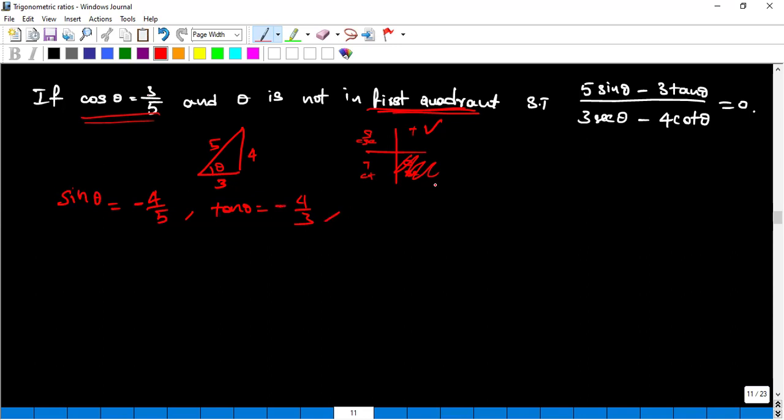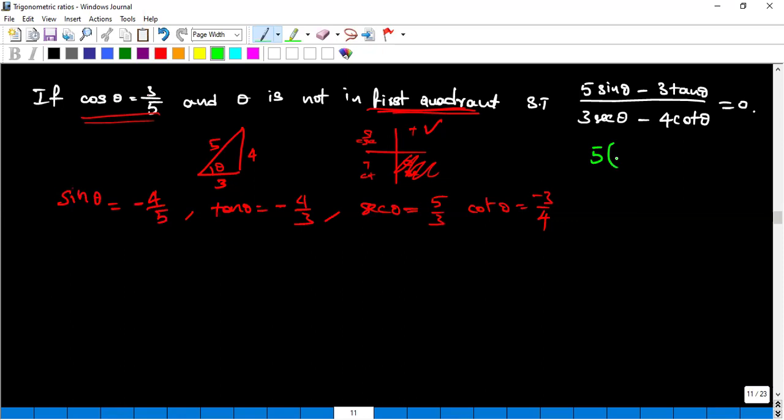Okay. Then what do you tell about secant theta? Yeah, secant is inverse of cos, so no problem. 5 by 3 I can take. Then cot theta. Cot is inverse of tan, minus 3 by 4. Now I got all values, substitute them in the given question and prove, we will get the answer. Let us prove it.